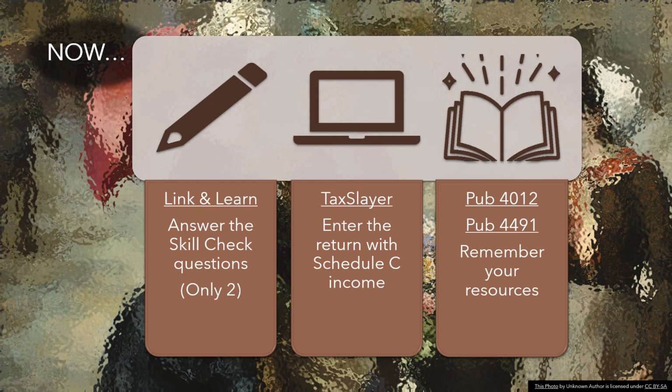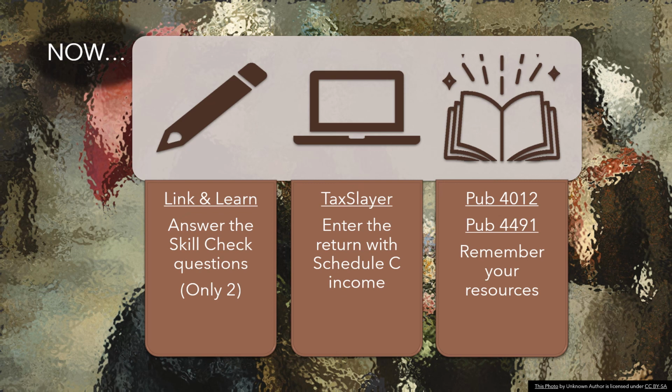So now you're ready to go on to Lincoln Learn and answer the skill check questions. There are just two of them. If you are an Accounting 496 student, instead of going to the Lincoln Learn website, in Canvas you'll have a quiz that's 10 questions. So that's what you'll be doing. And then in TaxSlayer, we have a practice return that has a Schedule C, so you can go ahead and practice with that in TaxSlayer.